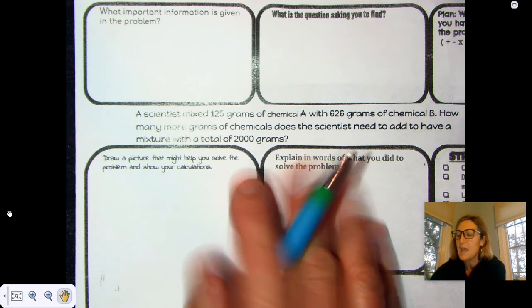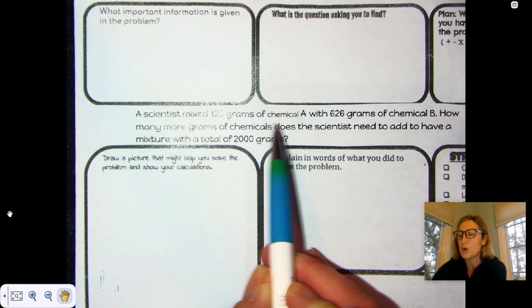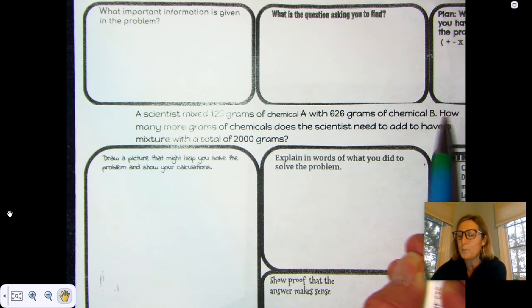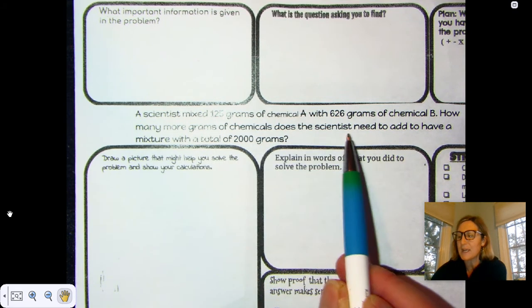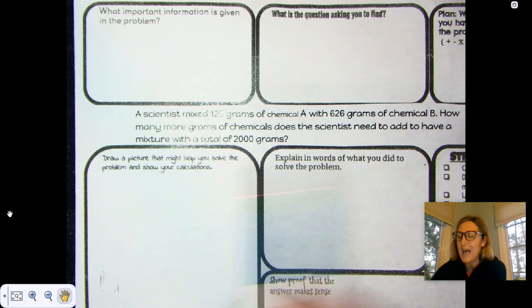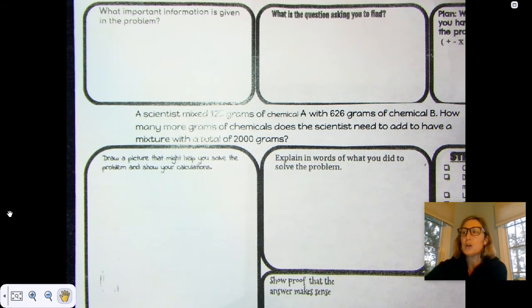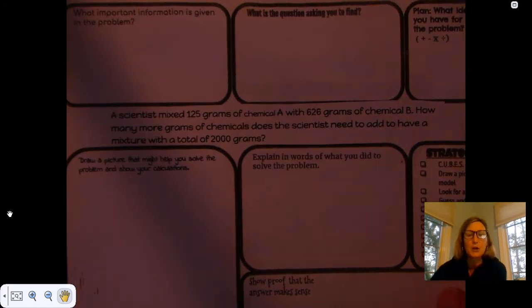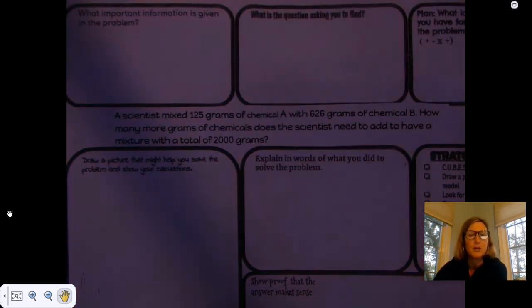So here is the word problem we're going to be looking at and using our CUBES strategies for. A scientist mixed 125 grams of chemical A with 626 grams of chemical B. How many more grams of chemicals does the scientist need to add to have a mixture with a total of 2,000 grams? That might be a little bit better to see with not so much light.